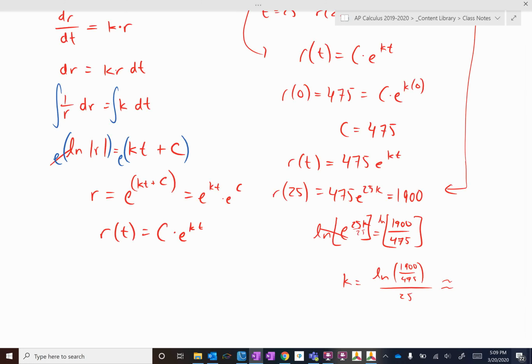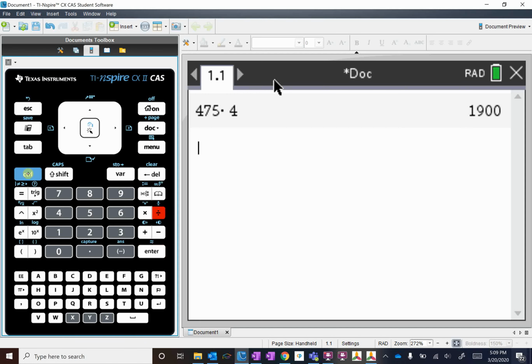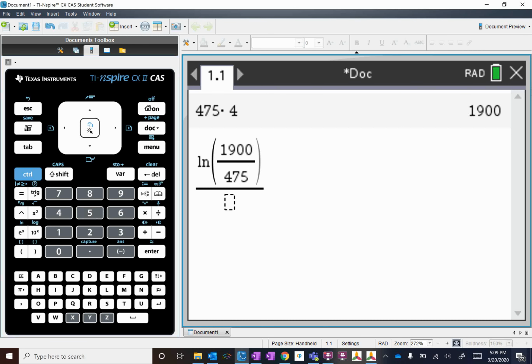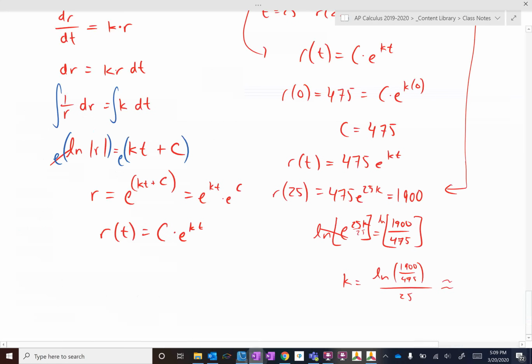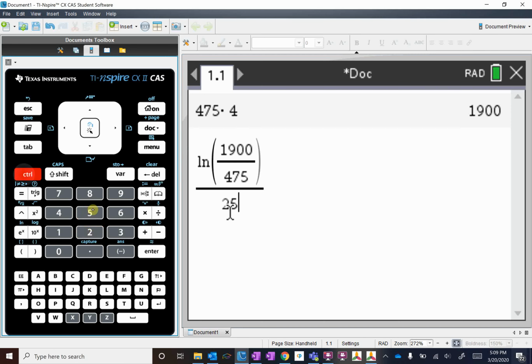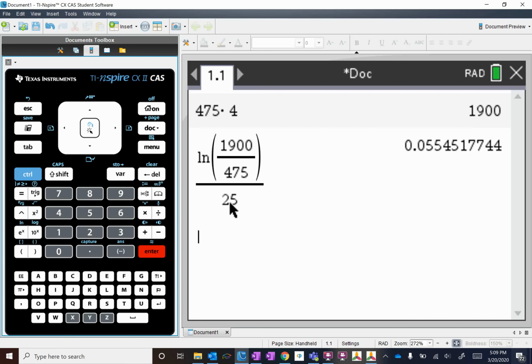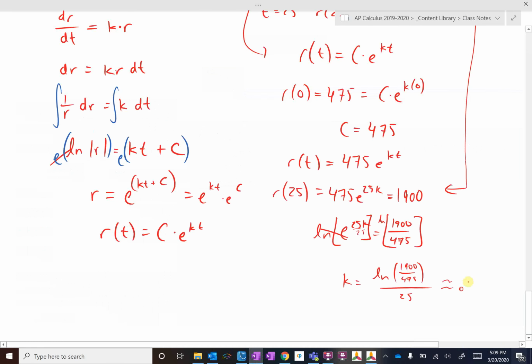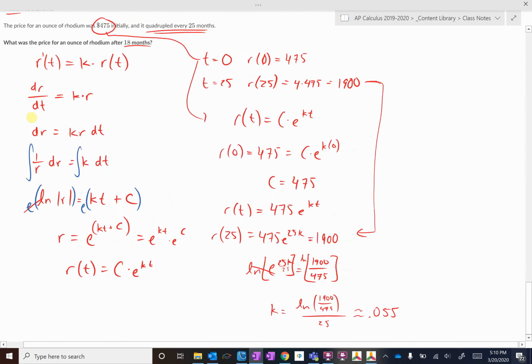That would be natural log of 1900 divided by 475. Maybe you're catching on to the fact that this would be equal to 4 inside of that fraction since it's the quadrupling rate. Natural log of 1900 over 475 all divided by 25 is equal to 0.055. So k is 0.055.